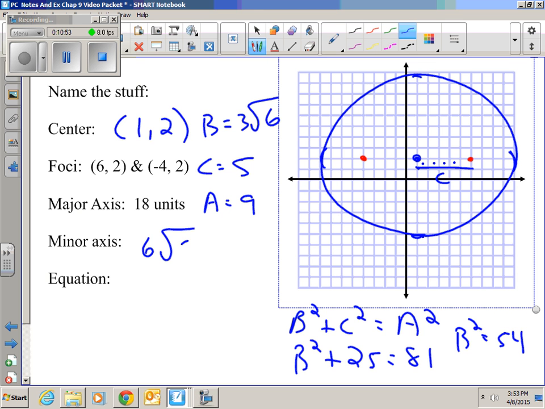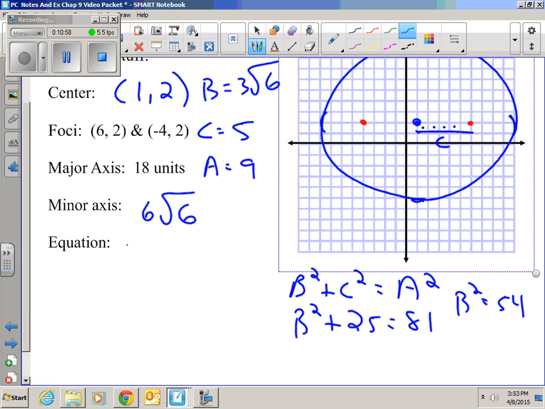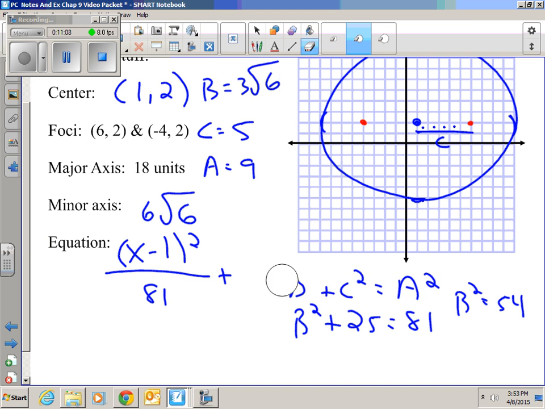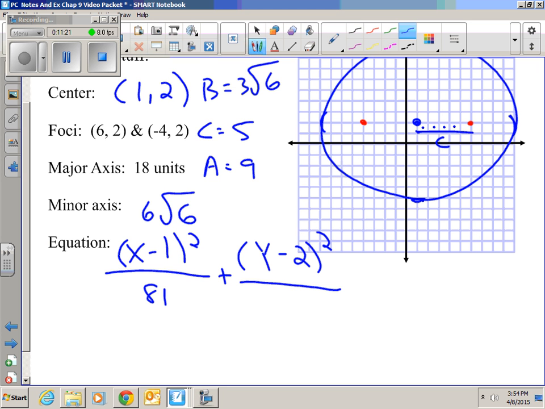And the equation is going to be x minus h, which is 1, squared, over a squared, which is 81, plus y minus k squared. K was 2, so that's y minus 2 squared over b squared. Well, b squared, if you remember, was 54. So that is equal to 1, and voila. There is our equation. Good.